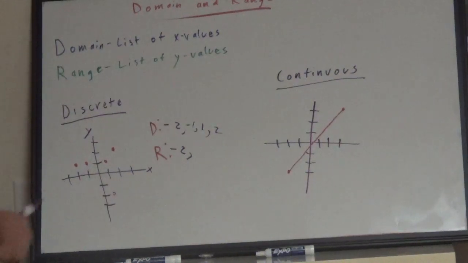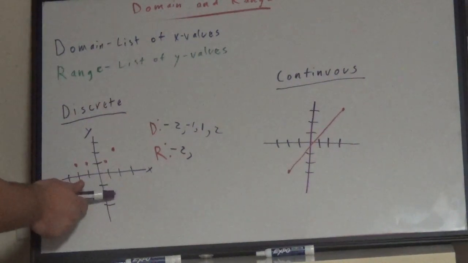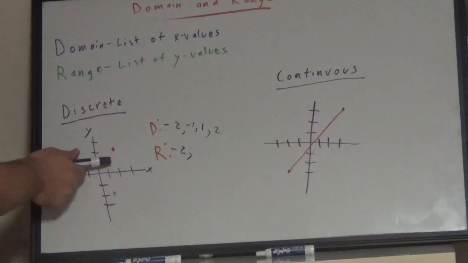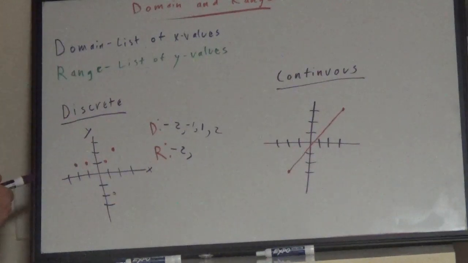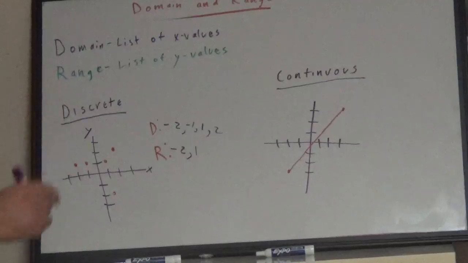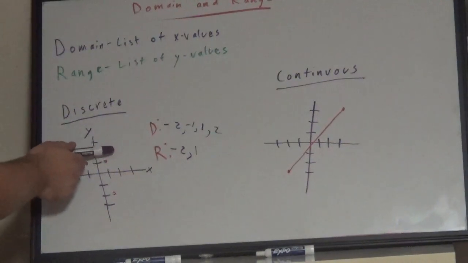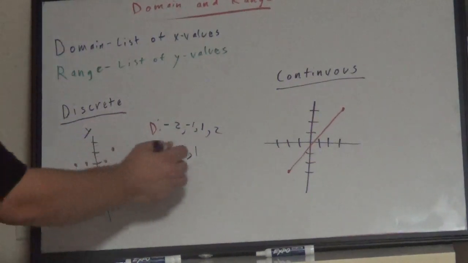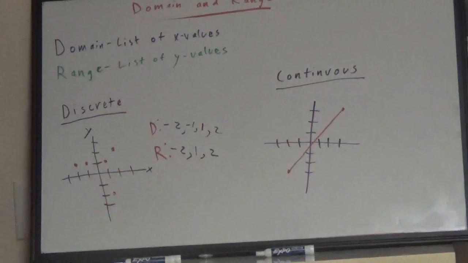We then go up until we reach 1. Notice there's nothing on here between -2 and 1. So here's 1. We have 3 points at 1, but again, we only need to write it one time. And then we have the last point, which is at 2 on the y-axis. And then that is our range.